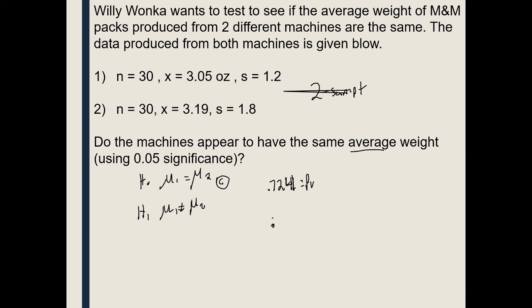All you need to do now is compare this p-value to your alpha, which is definitely a lot larger than your alpha, right? 72% versus 5%. So this would be a fail to reject. I'll put FTR here. Fail to reject H0.